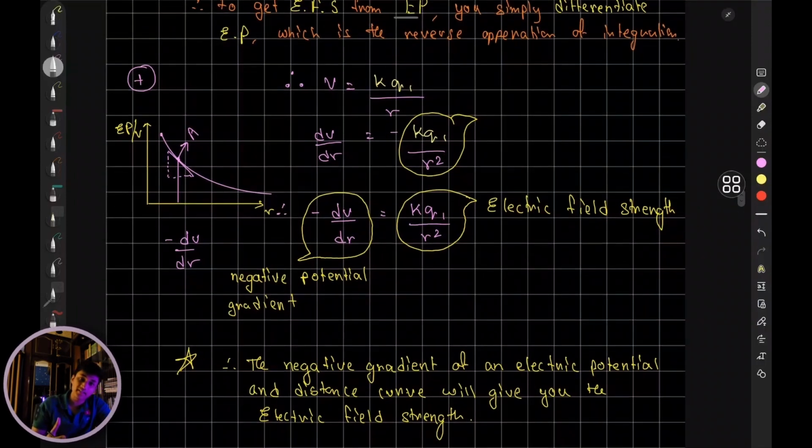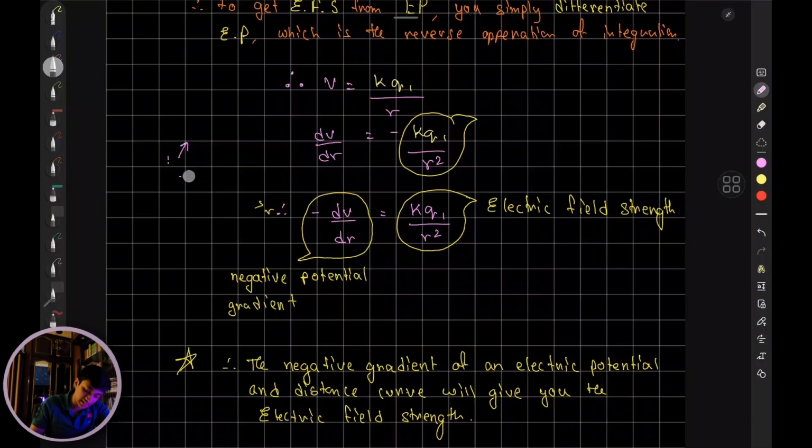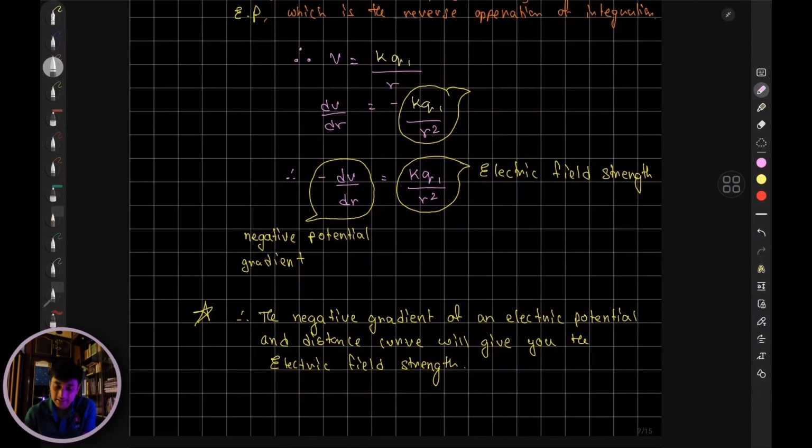So this is why you need to use this formula, because often you'll have the electric potential times distance curve, separation curve, and you need to, in that case, find out what is the electric field strength at this position or this position. And how do you do that? As I just showed, you have to find the gradient, and that is the main purpose of this part, why we differentiated and found this out, right? That is the use case of it. Okay, so in summary, the negative gradient of an electric potential and distance curve will give you the electric field strength. Good.